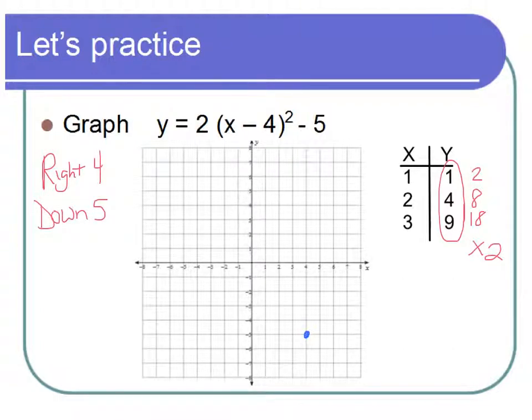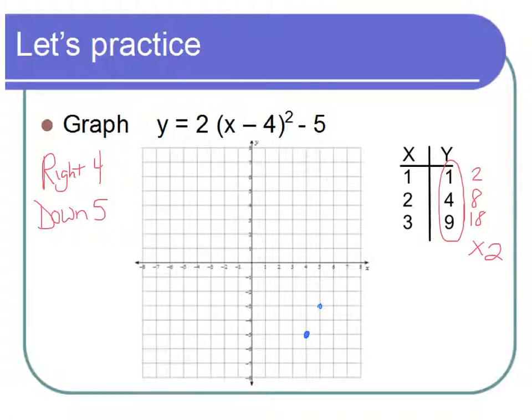Okay, ideally you could figure this all out. This is the shifting that goes on for your vertex. So this is your new vertex point. You had to take all of your y values times 2, so these are the new values. And so now I'm going to go over 1, up 2. Over 2, up 8. Over 3, up 18. And I'm going to plot those points.